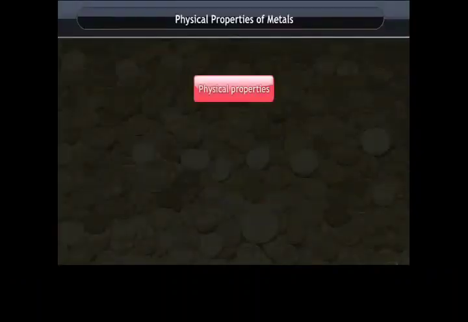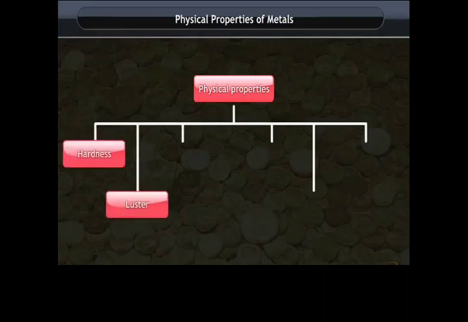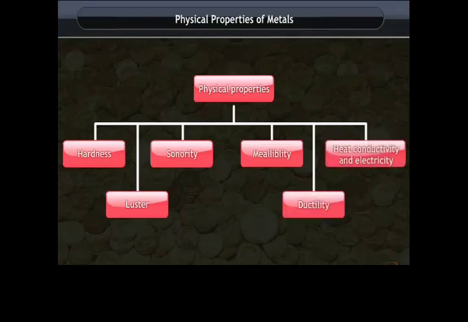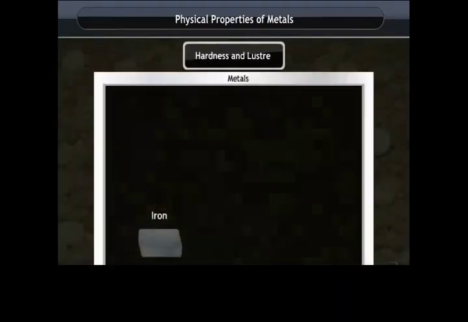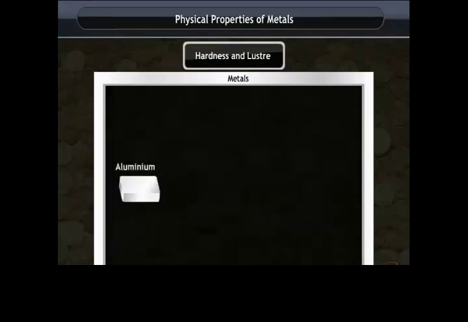Physical properties of metals. The physical properties of metals are hardness, luster, sonority, malleability, ductility, heat conductivity, and electricity. Hardness and luster. Metals are generally hard and rigid in nature because of closed packing of atoms in it.